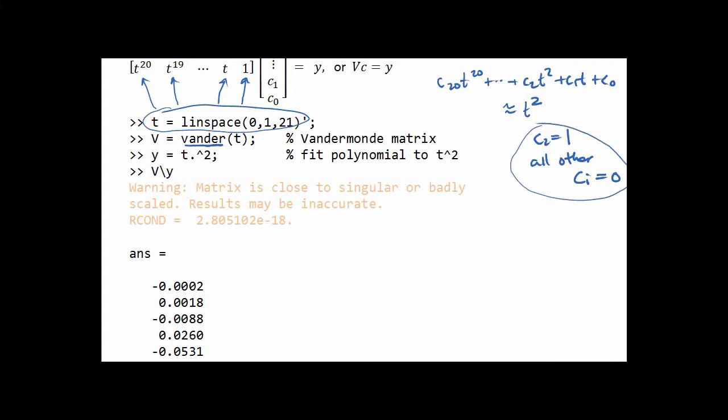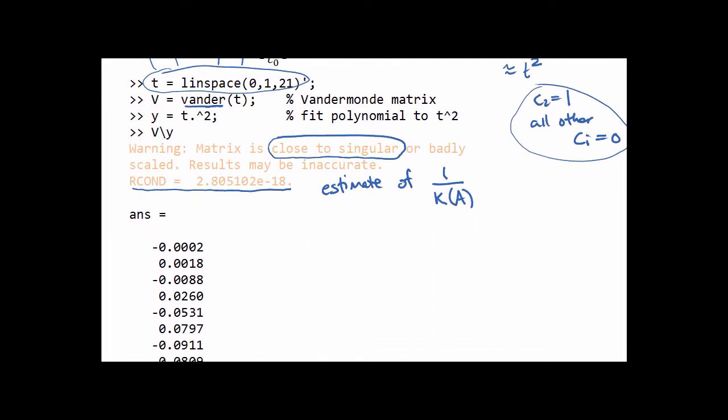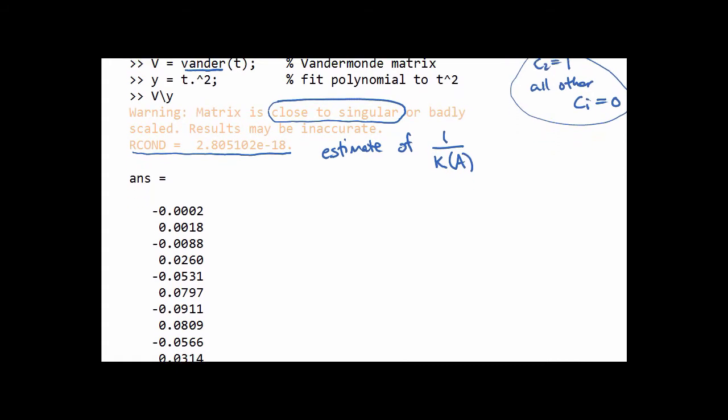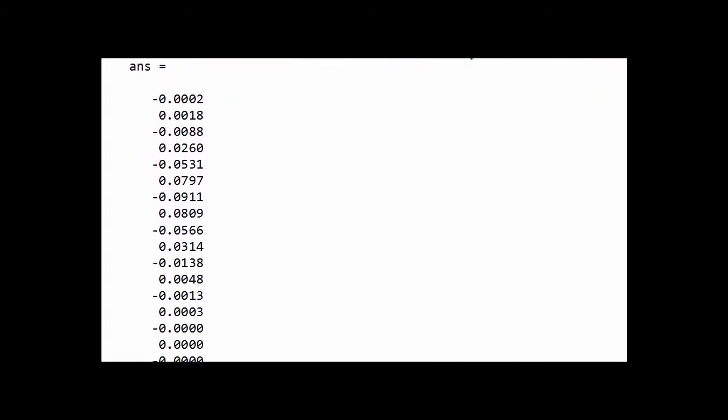But when we actually do it in MATLAB, we get this warning. The matrix is close to singular. And this RCOND, R stands for reciprocal, so this is an estimate of 1 over kappa of A. So if that number is machine epsilon or smaller, that means the matrix might as well be singular. And indeed, when we look at the answer, these C sub i's are not anywhere close to 0. This one's 0 only to 1 digit. So practically no accuracy here at all.